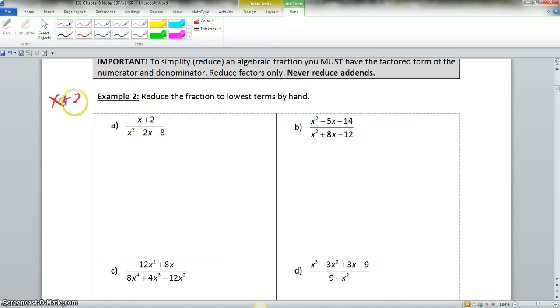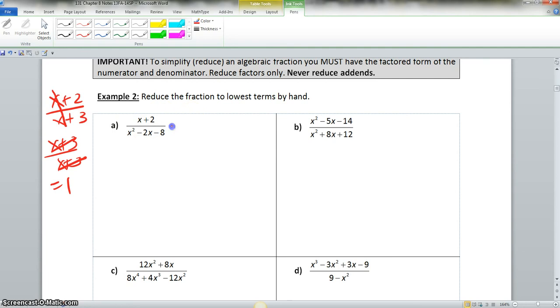Like if I had x plus 2, let's say, over x plus 3. We cannot simplify these x's out and say it's 2/3. No, they would have to be like if you had x plus 3 over x plus 3, these both can simplify out to 1. That's what this statement means.